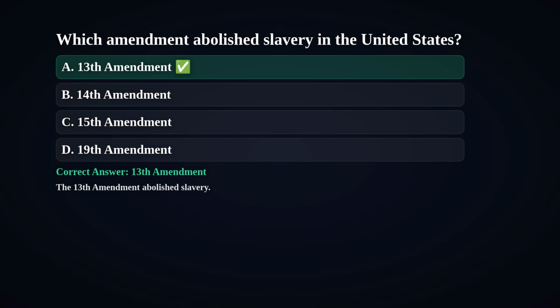The correct answer is A. The 13th Amendment. It formally abolished slavery in the United States, marking a major constitutional change after the Civil War.